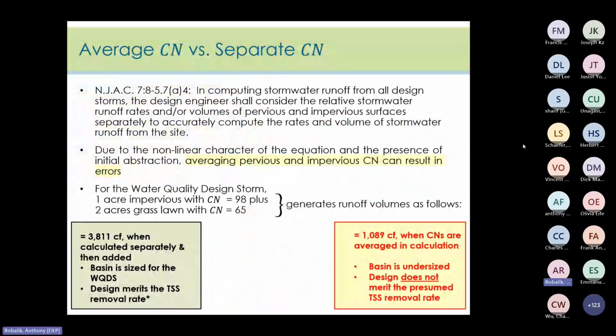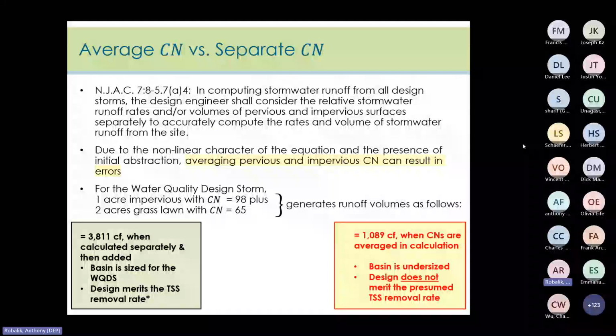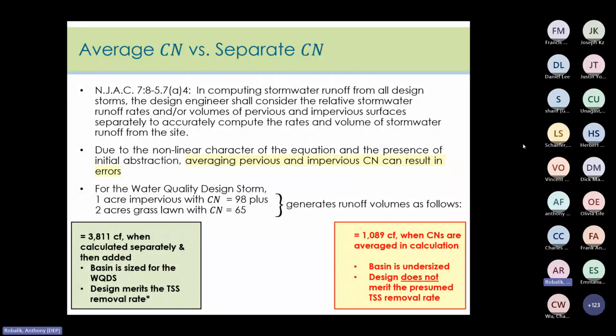Okay, so what do we do when we have more than one curve number on a site? Due to the nonlinearity of the equations and losses from initial abstraction, it's important, and also required in the rules, to compute separately the runoff volumes from pervious and impervious areas instead of averaging the curve numbers. Particularly for the smaller, more frequent storms, averaging underestimates the volume of runoff generated by the impervious surface on a site that also contains pervious land cover. Using a composite CN value is a common error that we find in our reviews.